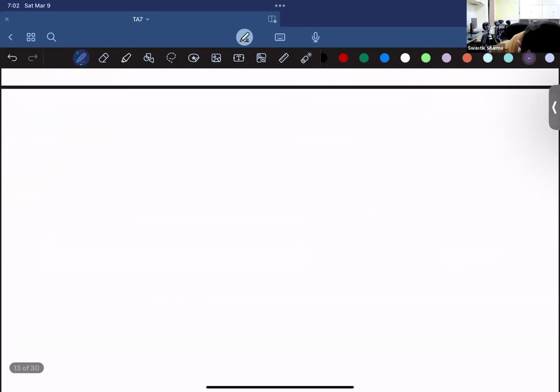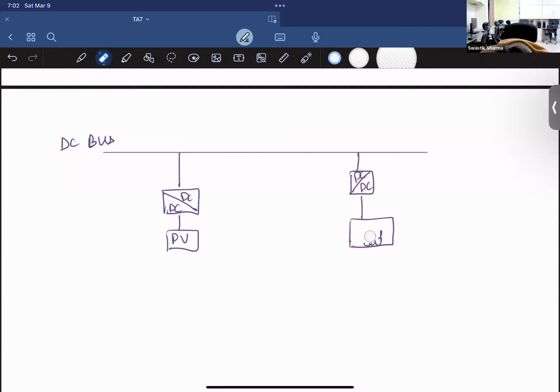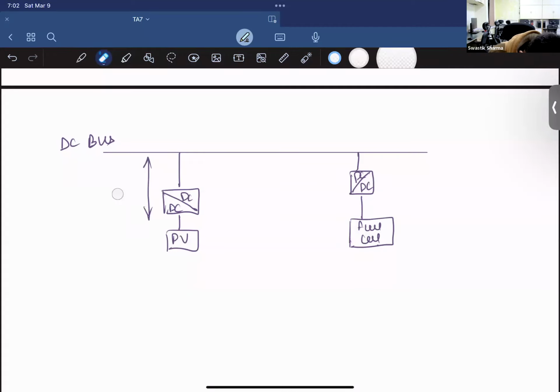Anyways, so what happens is, let's say you have this line, right? This is a DC bus. So you have a DC to DC converter connected to, let's say, a solar PV, and you have a DC to DC converter connected to, let's say, a fuel cell. Right. Now what I'm saying is, let's say this resistance R1 and this resistance R2 are different.